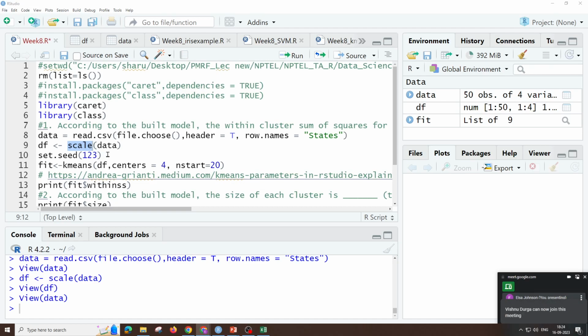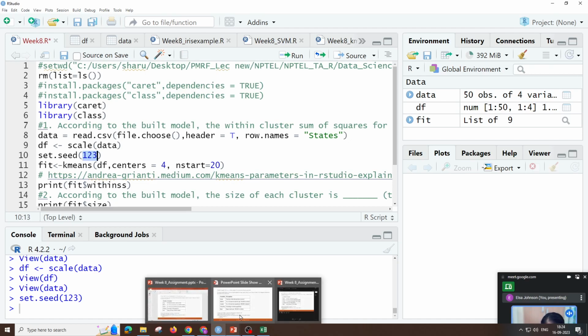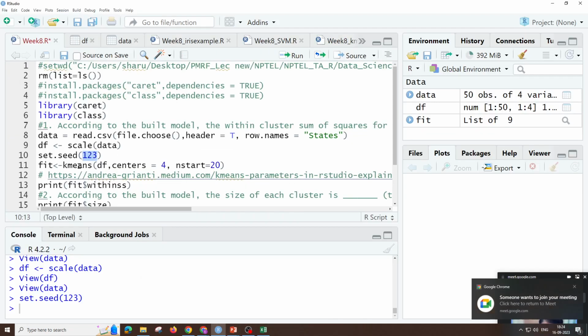So I'll continue this one. We have just scaled the data and stored it to df, and we are setting the seed as 123. Any value you can give; if you set the value as 1 also, that is fine. Right now the question asks us to set the random number generator with set.seed(123). Now fit k-means on df with centers equal to 4 and nstart equal to 20.